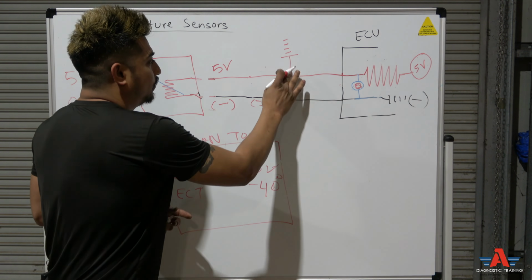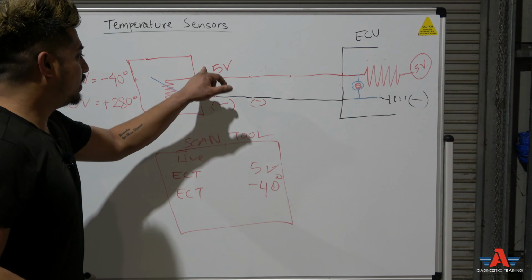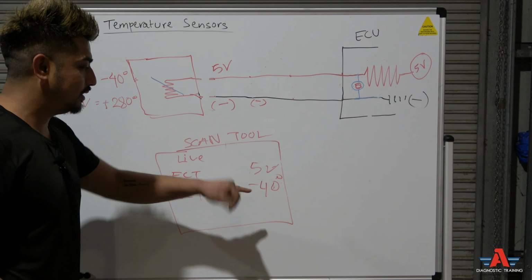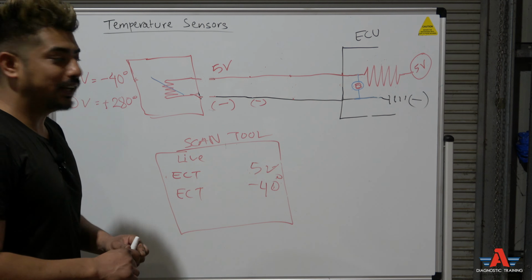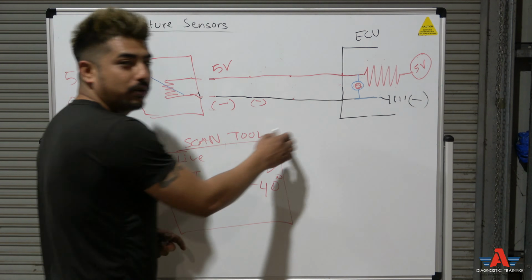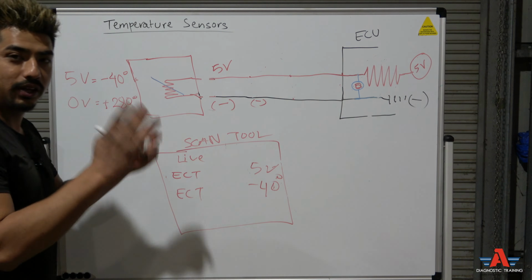Now, let's say the first scenario: as soon as you disconnect the plug, the voltage rises, temperature changes to minus 40 degrees Celsius. What does that tell you? Wiring is good, computer is good, you're done with your diagnostic. The problem is the sensor. Change the sensor, you're done.